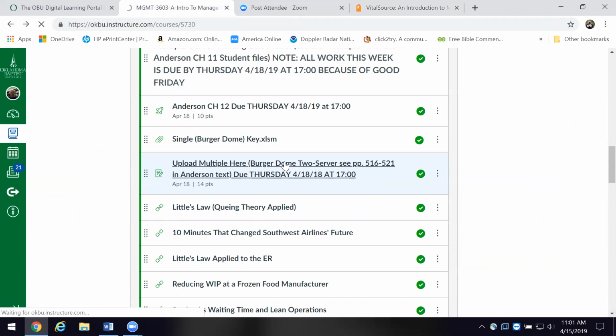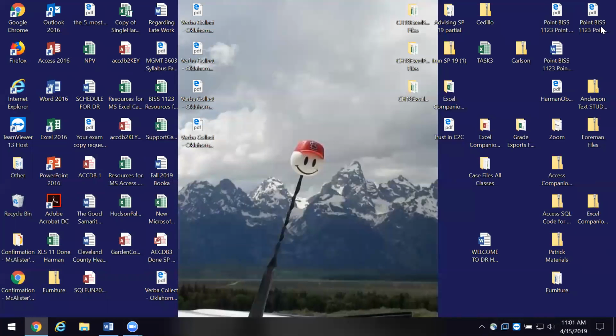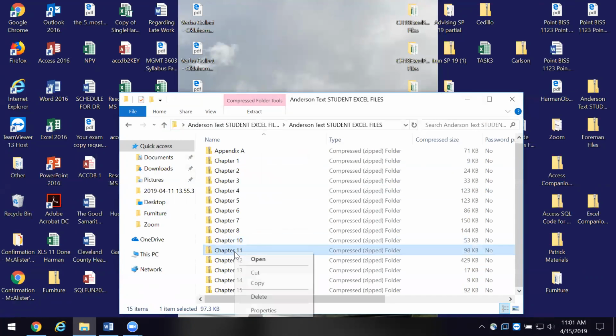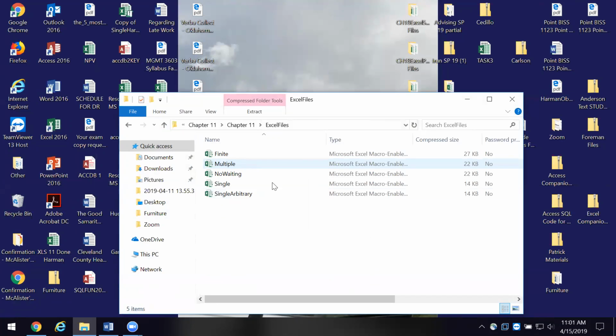Now, in the single case over here, in this multiple Burger Dome, let's take a look at this for just a second. First of all, you're going to use the file called multiple from the Anderson student files for chapter 11. I'll go down to the Anderson files and grab them out of chapter 11. It's the file called multiple. Let's scroll down to the Excel files, and here it is, multiple. I'm going to copy it and put it on my desktop.